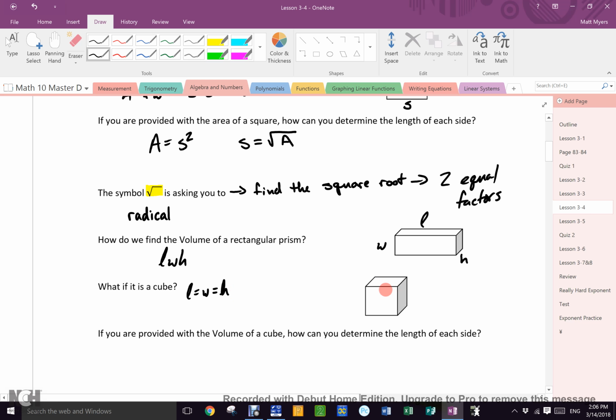Which means I don't need LWH. What can I use instead? S, S, S. Which is, oh no, there's a snake. Or S cubed. See what I did there?